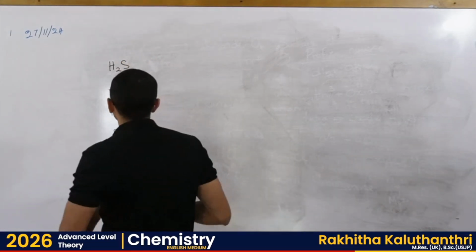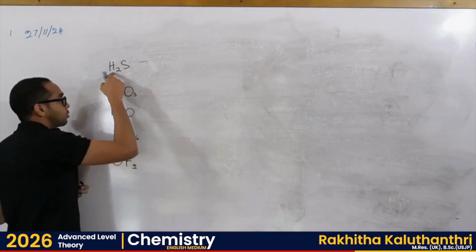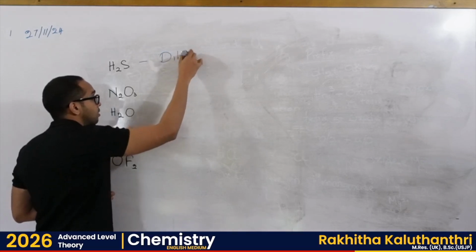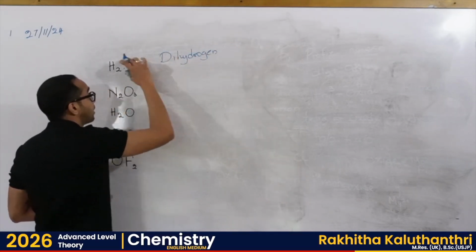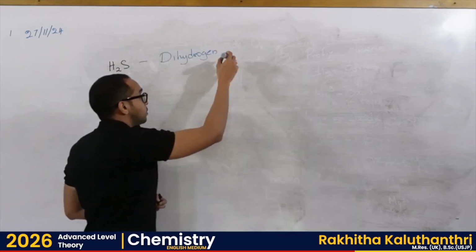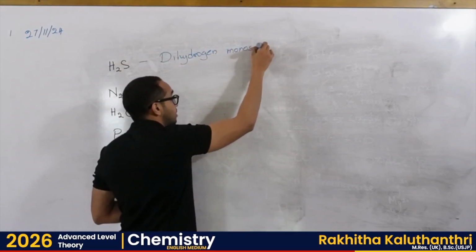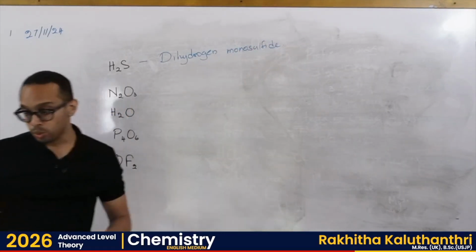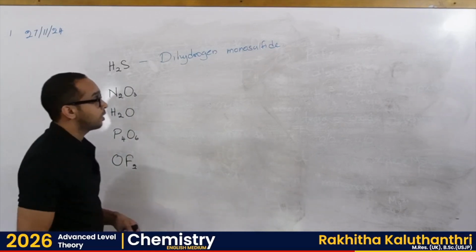So over here, the very first element is hydrogen, but there are two hydrogens, so we need to show that. That's why we have written dihydrogen, followed by just one sulfur. So then we can write monosulfide. Dihydrogen monosulfide. Otherwise it will not indicate the number of hydrogens.